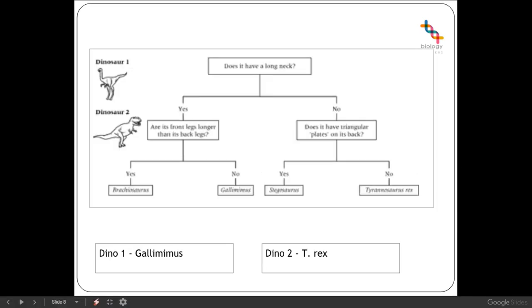And then when we look at our dinosaur 1, you should have had dinosaur 1. Does it have a long neck? Yes, it does. Are its front legs longer than its back legs? No, they're shorter, so it's a Gallimimus. And our next one, does it have a long neck? No, it doesn't. Does it have triangular plates on its body? No, it's a Tyrannosaurus Rex. So using your keys to identify different organisms is fairly straightforward when you're following these questions.